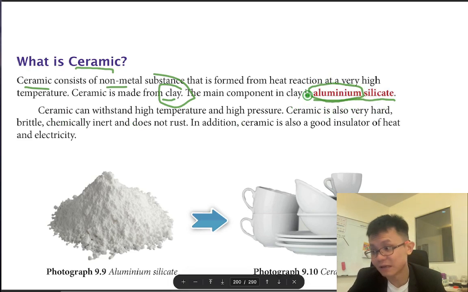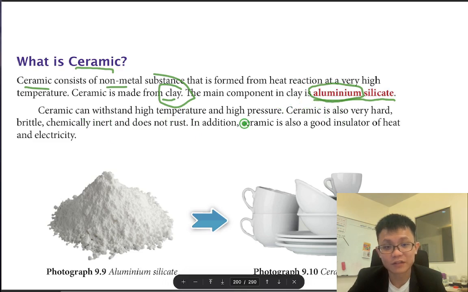So aluminium is a metal, correct or not? In the periodic table there are metal, semi-metal, and non-metal. I think it's what? Semi-metal, is it? Aluminium is at the center.